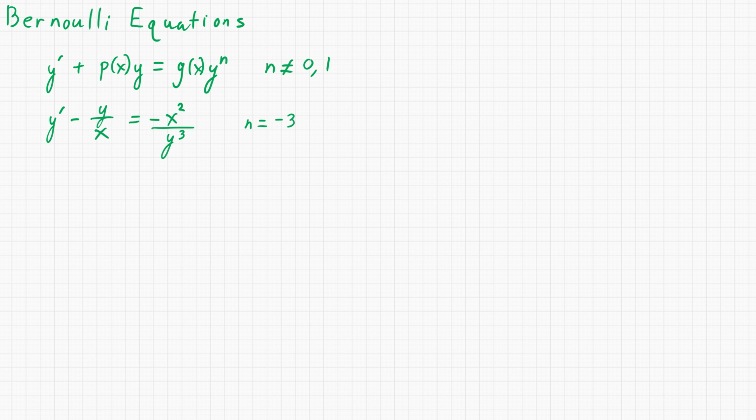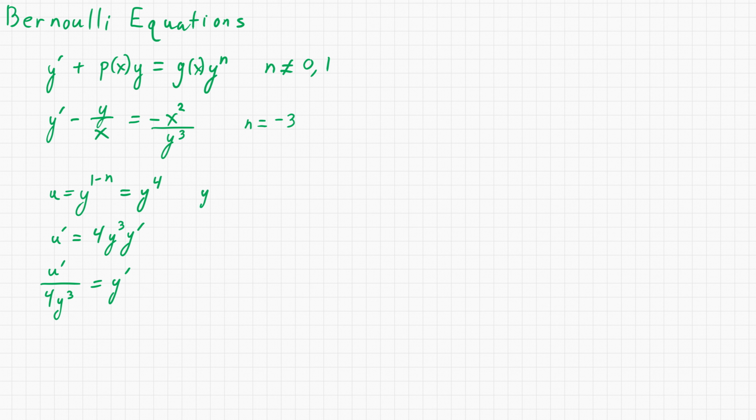All right, so now let's go through our normal substitutions. So we have u is equal to y to the 1 minus n. Well, that's y to the 1 minus negative 3, so it ends up being y to the 4th. Take the derivative, we get u prime is equal to 4y cubed y prime. Solving for y prime, we get u prime over 4y cubed is equal to y prime. We're also going to need y just by itself in terms of u.